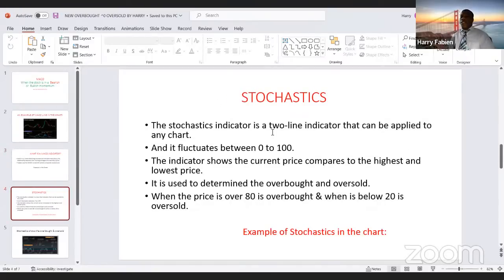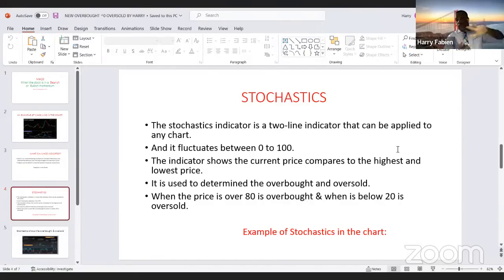We have something called stochastics. What is a stochastic? That's another thing that can show you when the stock is going up and down. There are different indicators that you can use for that. The stochastic indicator is a two-line indicator that can be applied to any chart. It's the same thing, but a different way. I'm going to show you when to buy and sell.